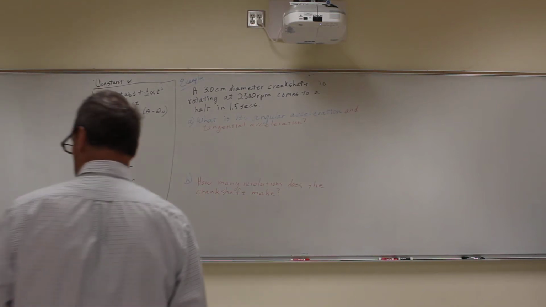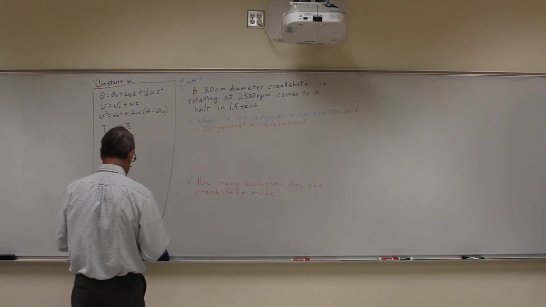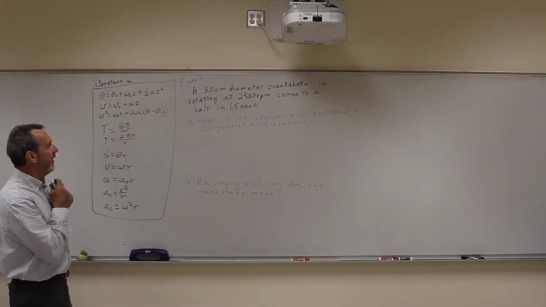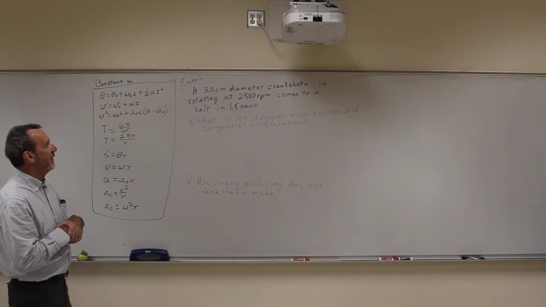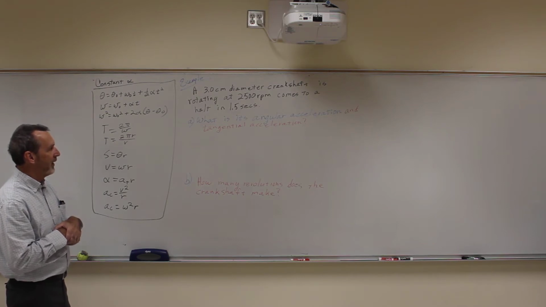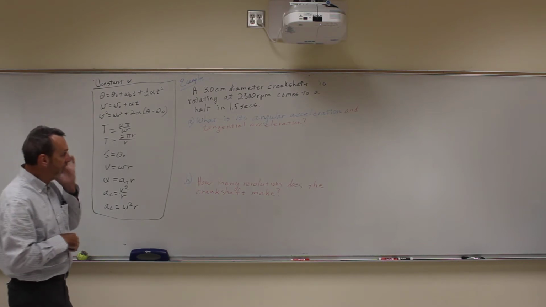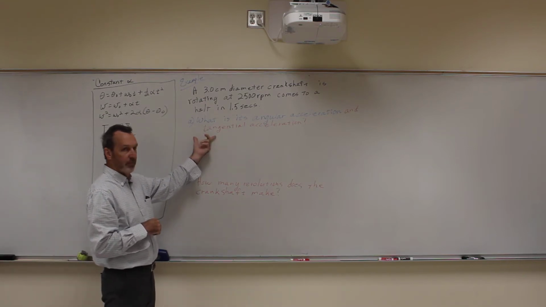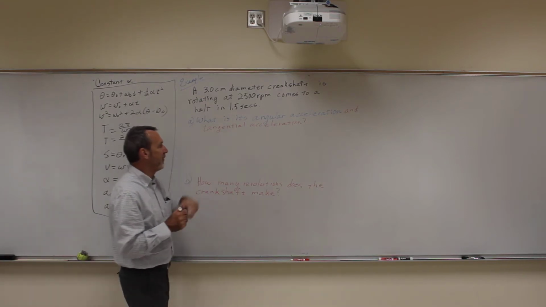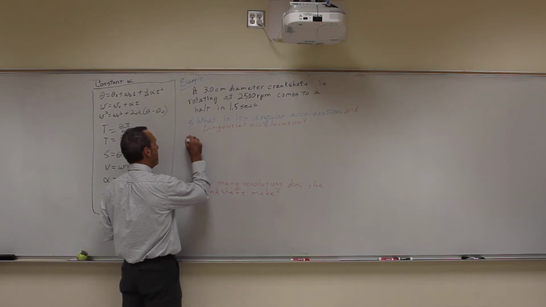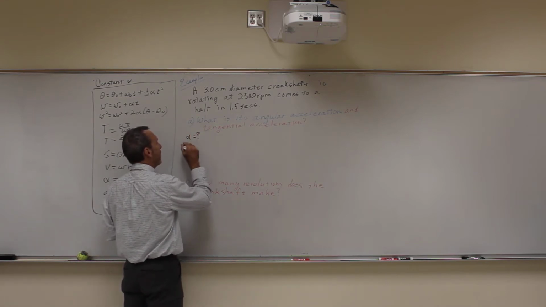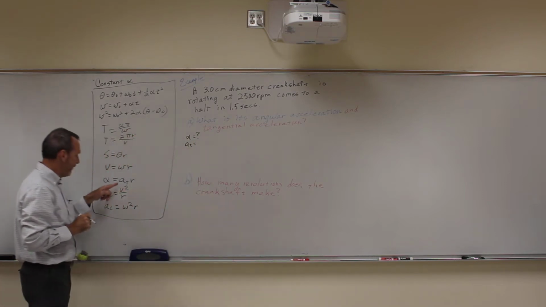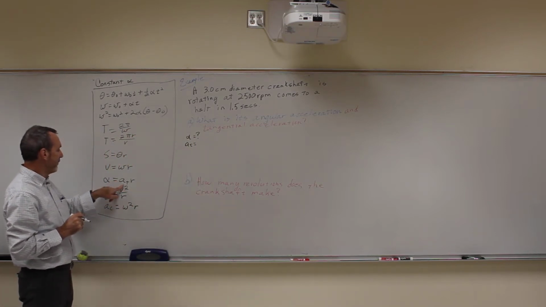All right, here's an example of an angular motion problem. We have a 3 centimeter diameter crankshaft rotating at 2,500 revolutions per minute, and it comes to a halt in 1.5 seconds. What is its angular acceleration and tangential acceleration? Okay? So angular acceleration, remember, is alpha. So we're trying to find alpha, and we're trying to find A_T. Once we get alpha over here, we can get A_T.